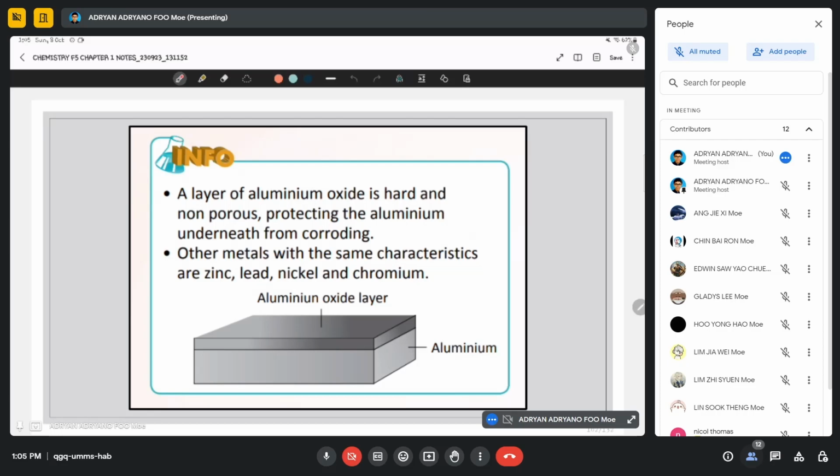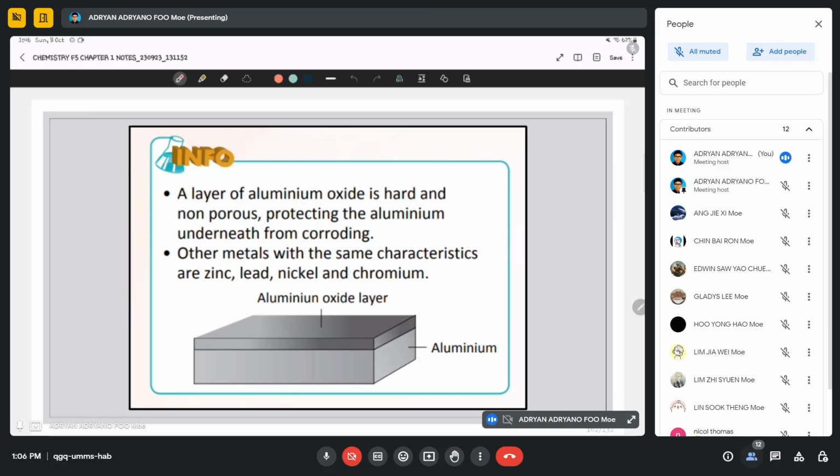Where does that oxide layer come from? It comes from the oxidation, redox reaction. Why does this oxide layer form? Because it wants to protect the magnesium strip from corroding. 为什么这里我不可以用 rusting？因为它不是 iron. Remember, rusting only occurs for iron. Other metals with the same characteristic are zinc, lead, nickel and chromium. These are examples whereby the metals will undergo redox to form an oxide layer. 这个 oxide layer 会 protect 它, so it's a good thing.